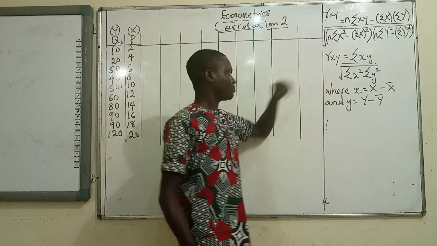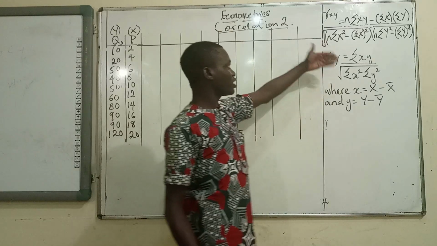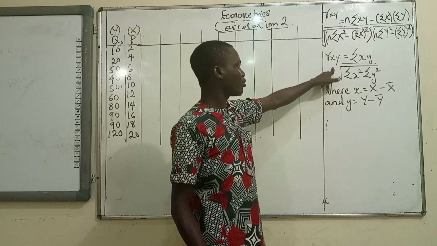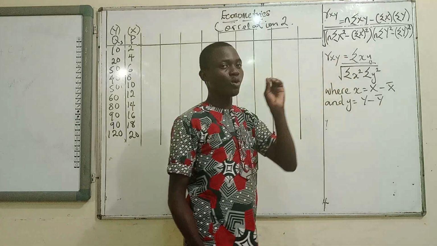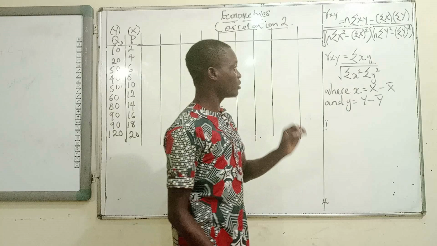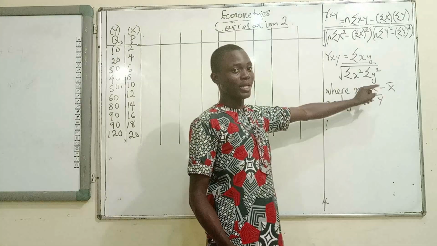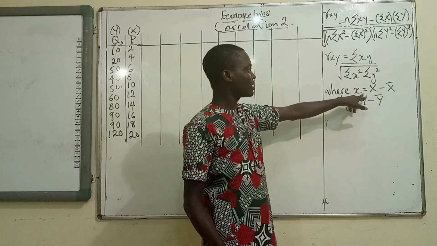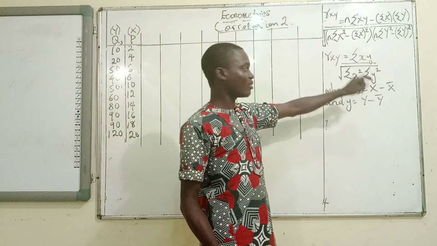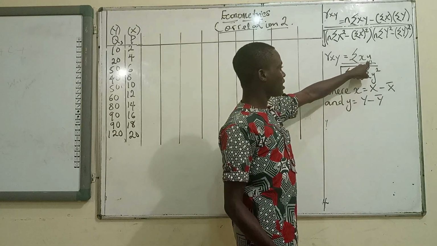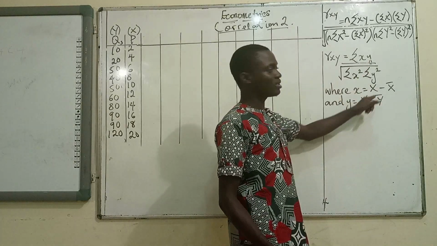Now the other formula, which is a different way of expressing this, says that the correlation coefficient between X and Y is equal to the sum of small letter x and small letter y, where small letter x simply means the deviation from the mean. Small letter x is given as capital X minus the mean value of X, and small letter y is given as capital Y minus the mean value of Y.